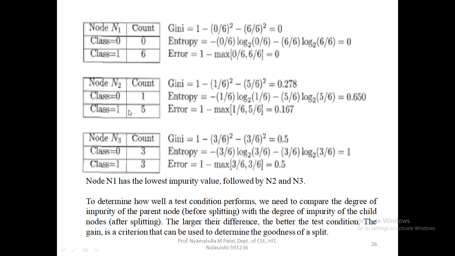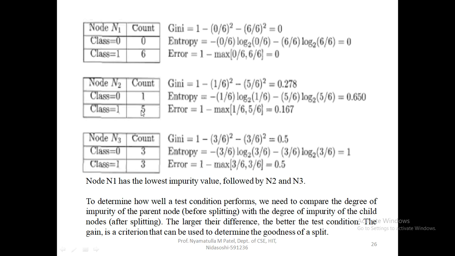So, let us take node 2. Now in node 2 there is one object that belongs to class 0 and there are 5 objects that belong to class 1. So, what is Gini? Gini is 1 minus (1 by 6) squared minus (5 by 6) squared, that is 0.278. Entropy is minus, total is 6, 5 plus 1, so 1 by 6 log 1 by 6 to the base 2 minus.